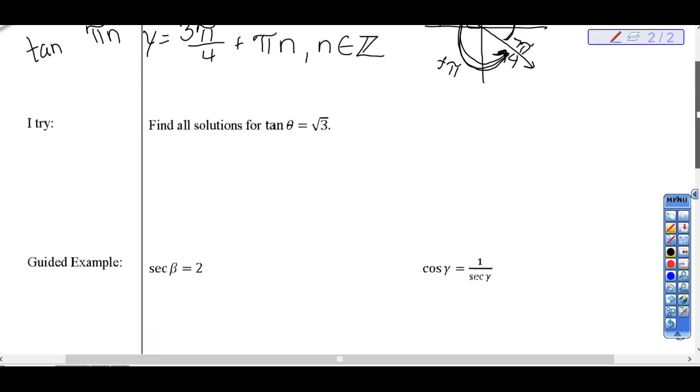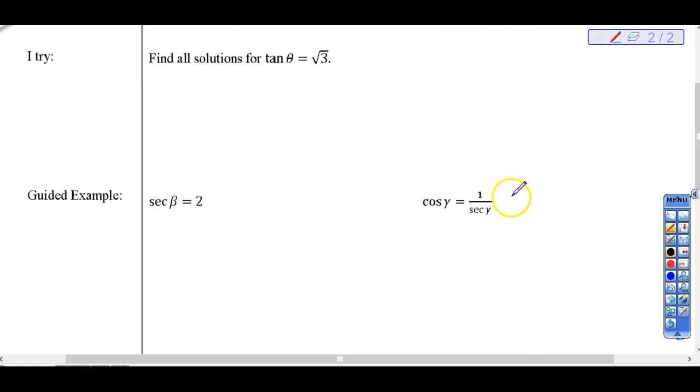Okay, you guys do this last one. Press pause on the video, do it by yourself, then come back and check to see how you did. And then we'll stop for today.